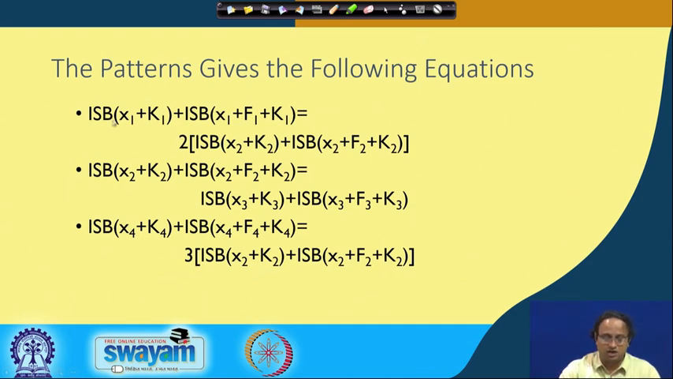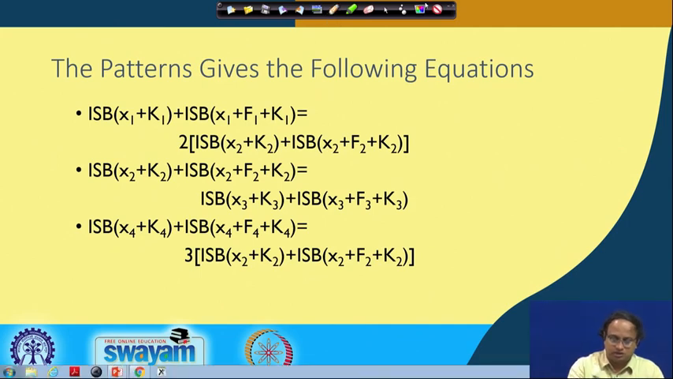Now we take an ISB. ISB stands for the inverse S box, which we also denote by S inverse. So I basically have two operations in parallel. I get x1, which is my correct ciphertext, and I get another operation where I get x1 plus f1 because of the fault.